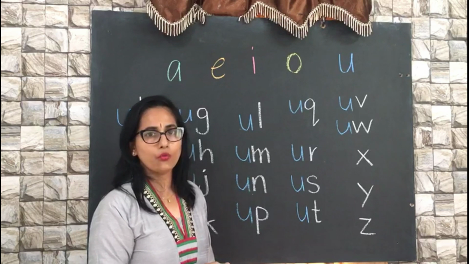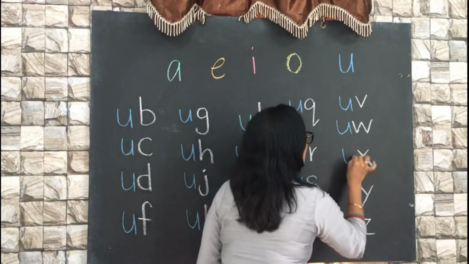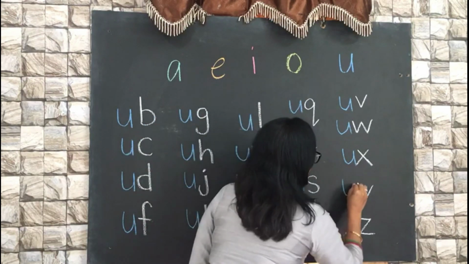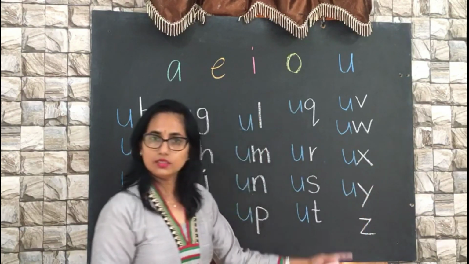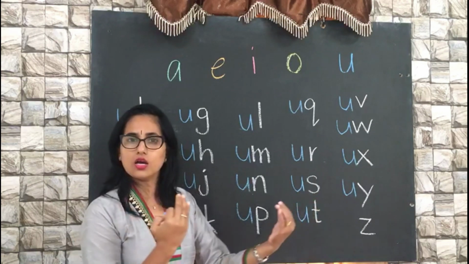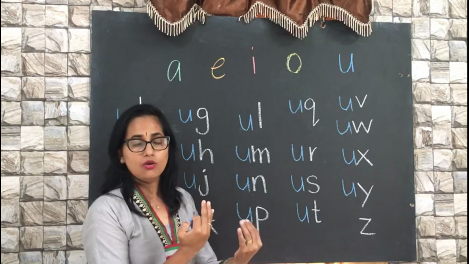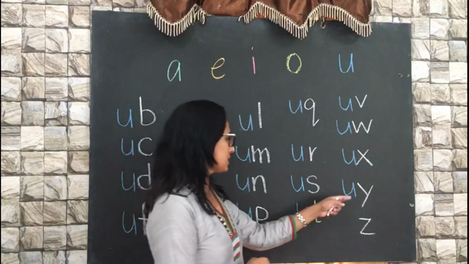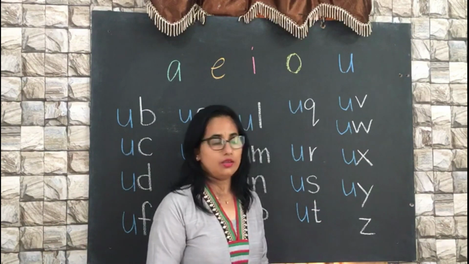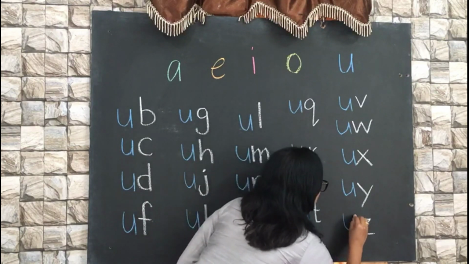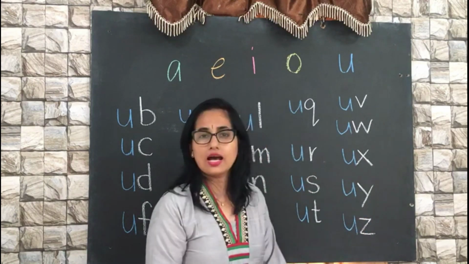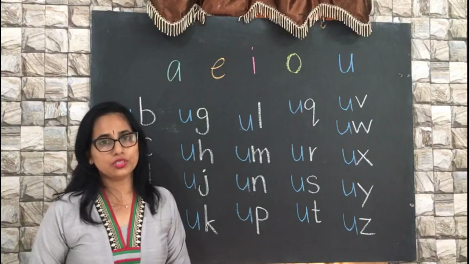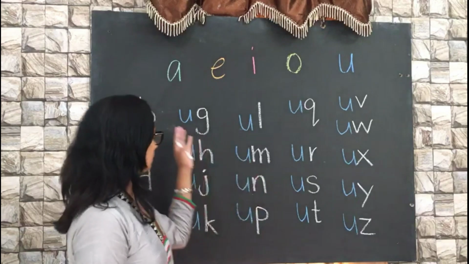Ow, ow. Ups, ups. You, you. And when you make the sound of three-letter words like buy, there we use this sound, I. Now, uh, z, uz, uz.